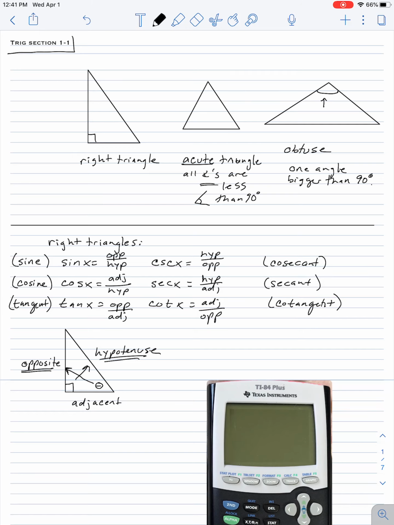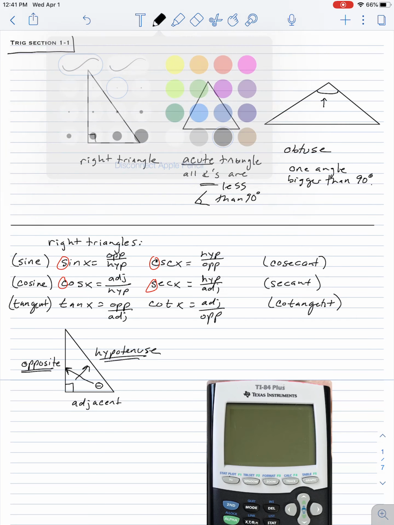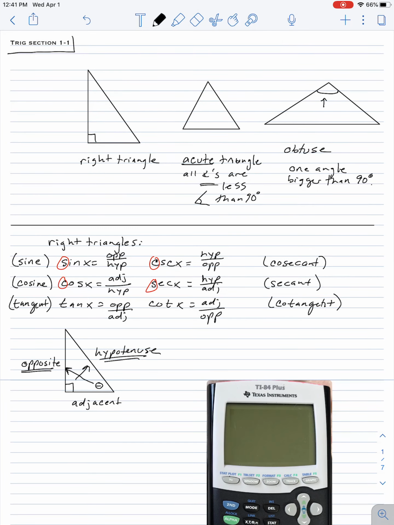Okay, and the way I remember how they go together is the S and the C always go together. Tangent, cotangent, they both have tangent in the name, so that one's easy, but that's how I pair those up in my brain. Okay, you should memorize this. We will be using this for the rest of the semester, and it's important that you are real familiar with how these trig functions relate to the sides of a triangle.